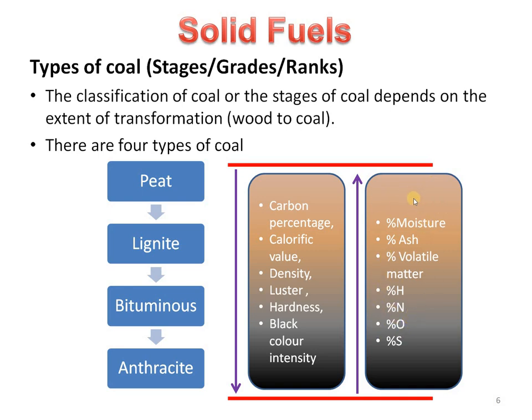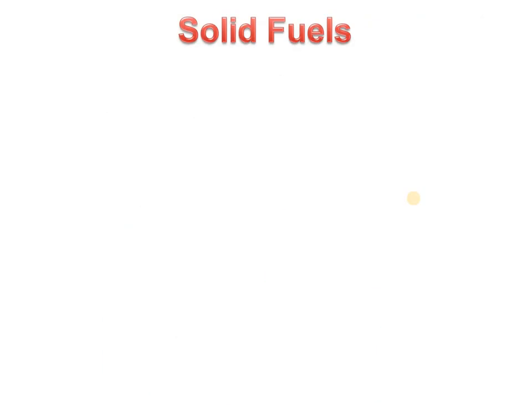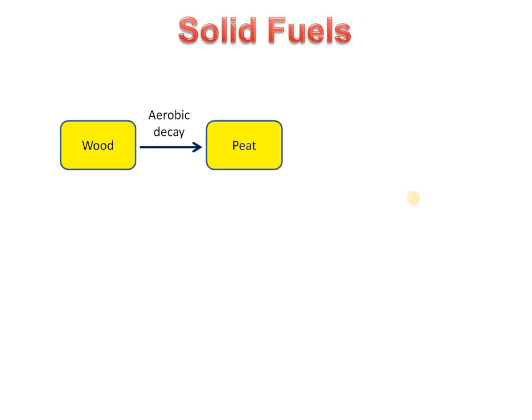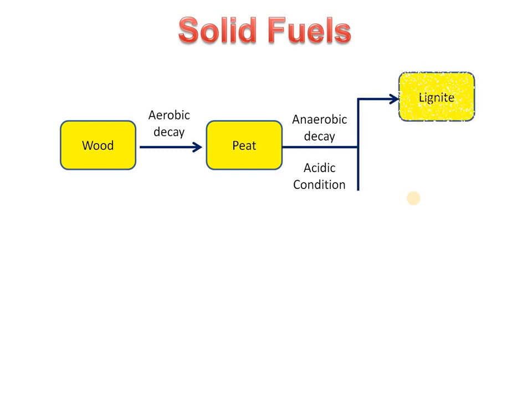Now we will discuss how wood gets converted into different stages of coal and what the conditions are. First, wood will get buried in the earth crust, and for a long period of time, by the action of aerobic bacteria, aerobic decay of that wood takes place, which will get converted into peat in the presence of a large amount of water. Now this peat, in anaerobic decay and in the presence of acidic conditions, will get converted into lignite.